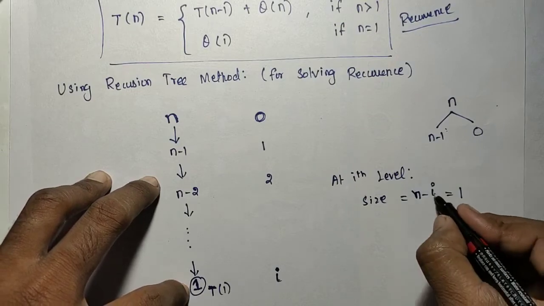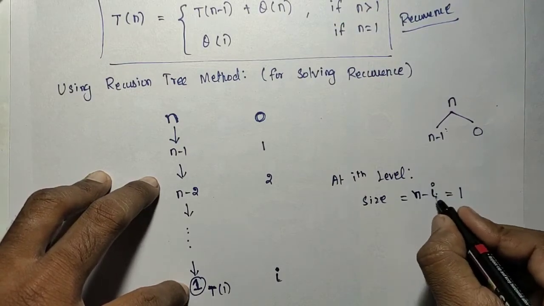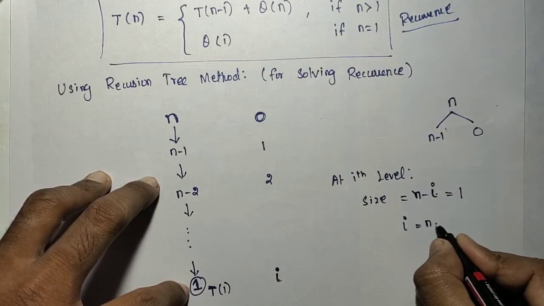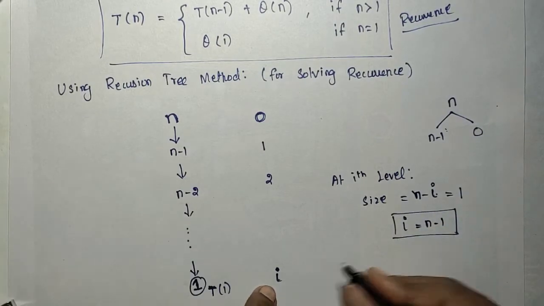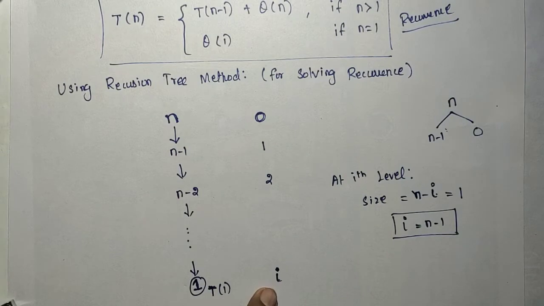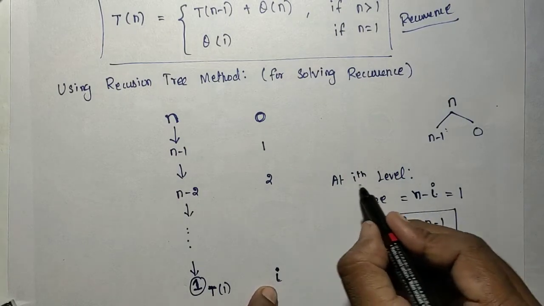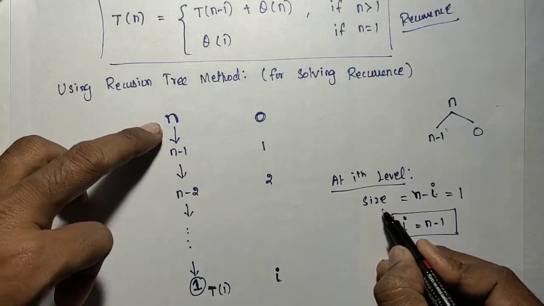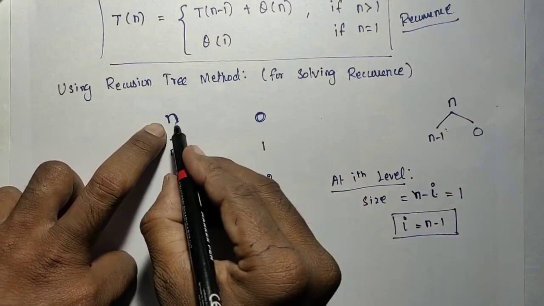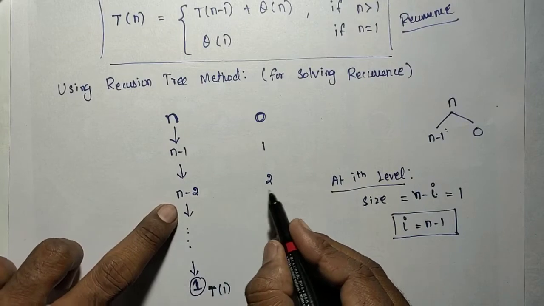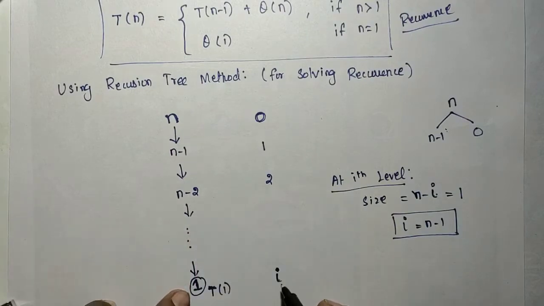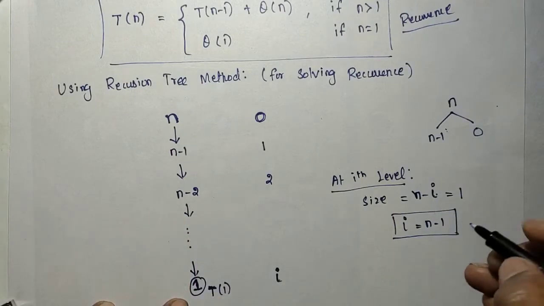Okay, so the value of i here is n minus 1. So the last level is n minus 1. Correct. So how are we getting that? In each level, what will be the size of the problem we are obtaining? 0th level n, first level n minus 1, second level n minus 2. Similarly, at the ith level, the size will be n minus i.